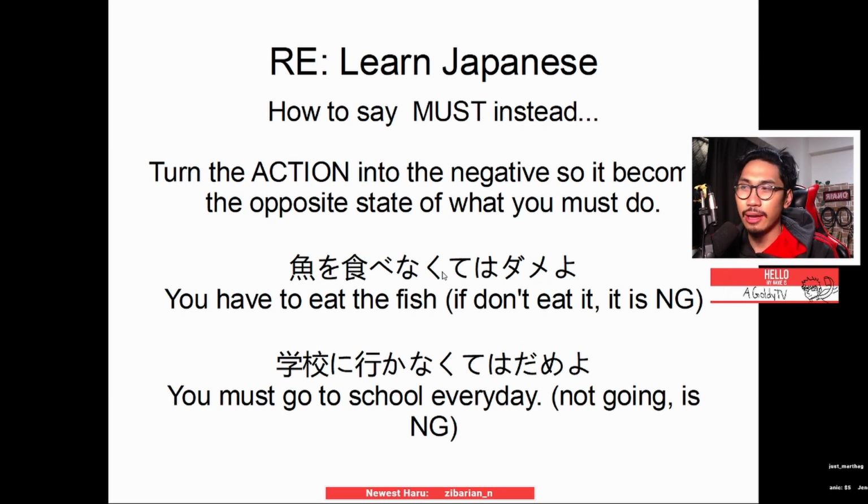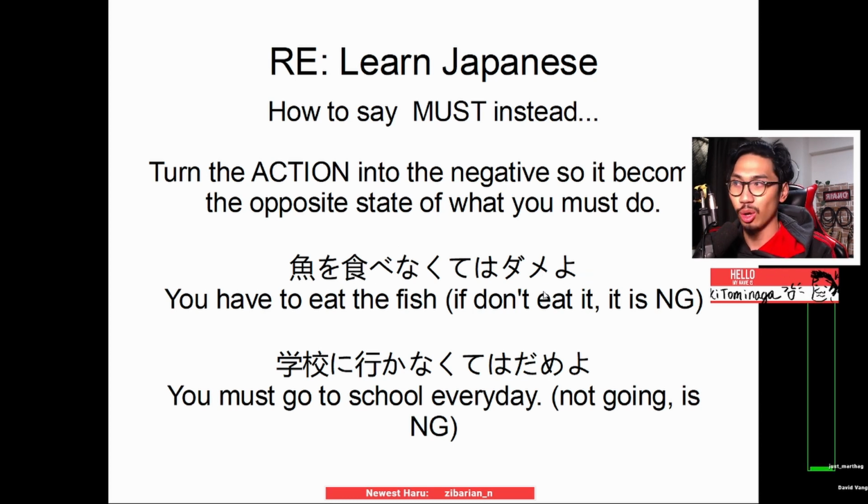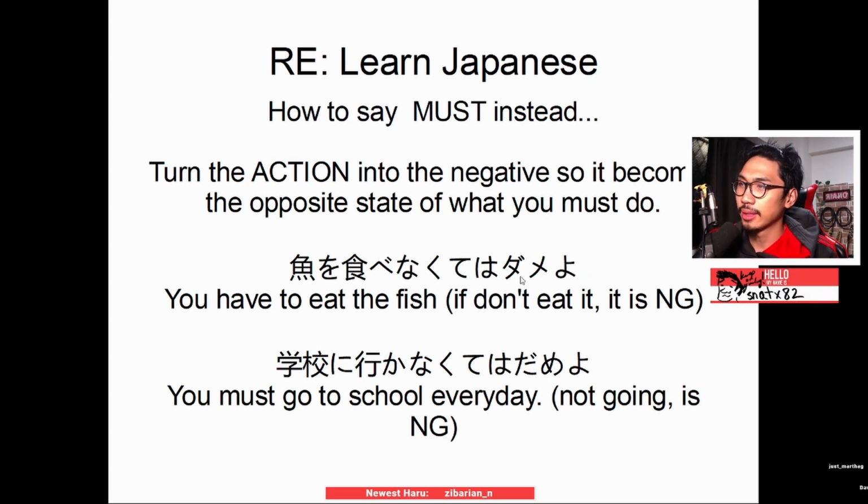Now why would you use the te form? Because instead of saying tabenai koto wa dame yo, you could say that. Sakana wo tabenai koto wa dame yo. But tabenakute wa, when you put the te, it implies that there's something else following up. When you use the te form, it implies that there's a compound sentence. So the second part of the sentence would be dame yo. You could say it either way, but this is just the form that we're learning today. Relearning, sorry. So sakana wo tabenakute wa dame yo.